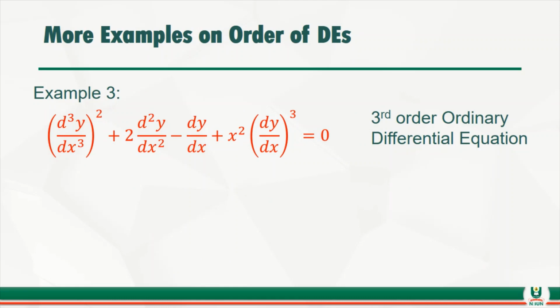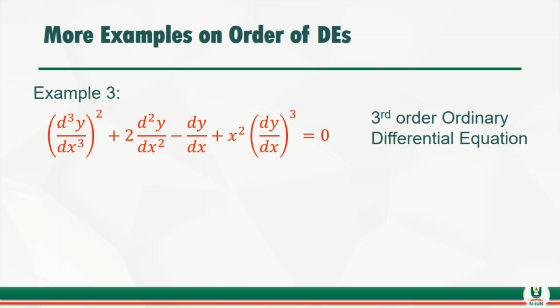Example 3. In this case, we have the problem on the screen. You notice that the highest derivative here is 3. We have the second derivative, the first derivative, and even the first derivative in the bracket raised to power 3, equals 0. Because the highest derivative here is 3, we are going to call this one a third order ordinary differential equation.